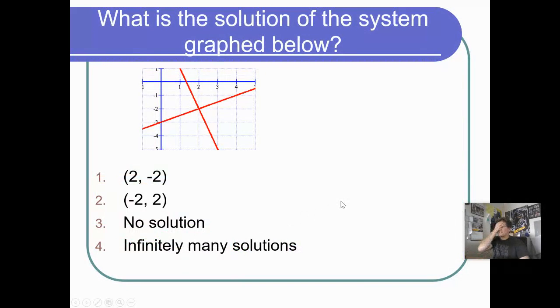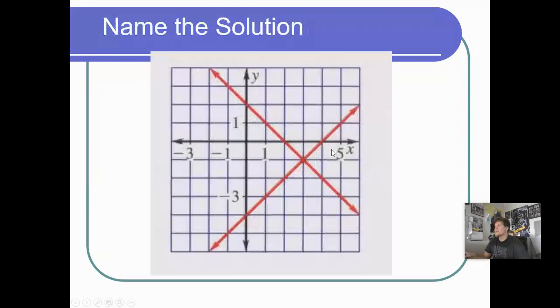Okay, simple practice problems here, guys. I'm going to already give you the graph. All I want you to do is tell me, where do they intersect? You have these 2 lines here from this system, graphed. Where do they intersect? What is your solution? We should have 2, comma, negative 2.